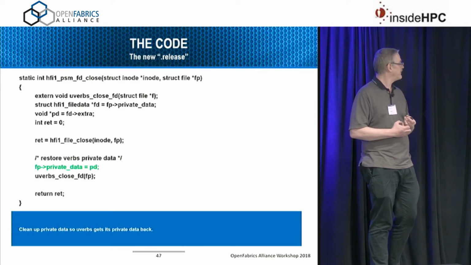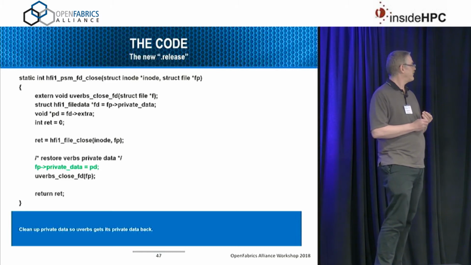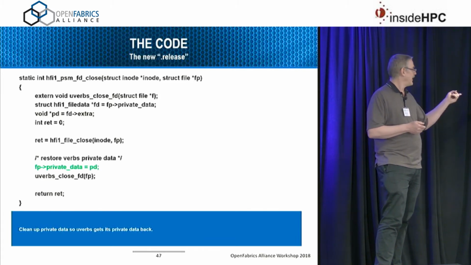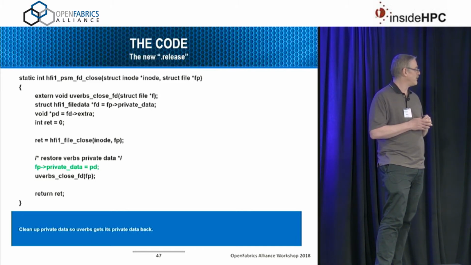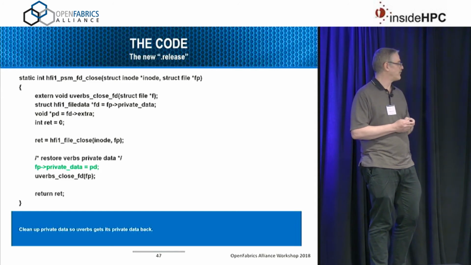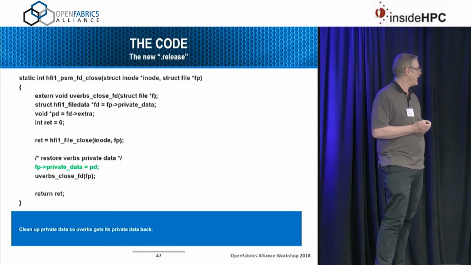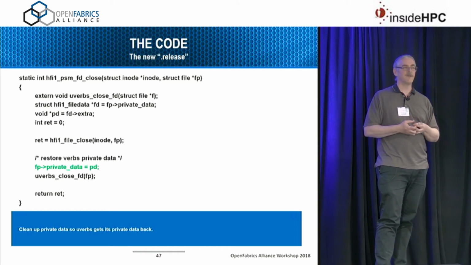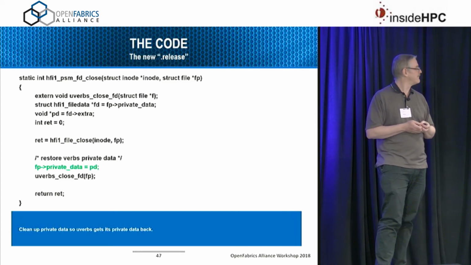Close is pretty close to the same thing. I was able to call my close function, which takes down all my internal stuff. And then finally I had to reset the private data so that it was going to be able to be used by the verbs core, and they then call the uverbs close file descriptor. And that cleans up the internal data structures for the objects, and you're all done with your particular instance.